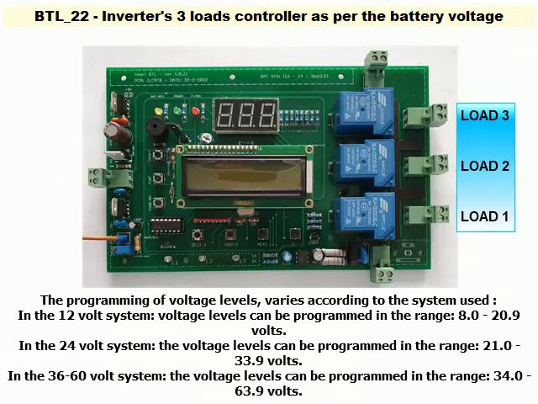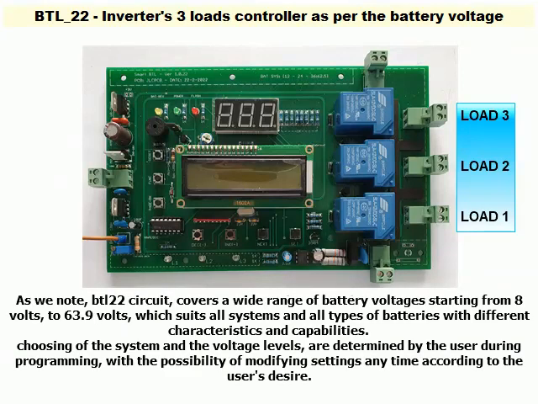In the 12-volt system, voltage levels can be programmed in the range 8.0 to 20.9 volts. In the 24-volt system, the voltage levels can be programmed in the range 21.0 to 33.9 volts. In the 36 to 60-volt system, the voltage levels can be programmed in the range 34.0 to 63.9 volts.